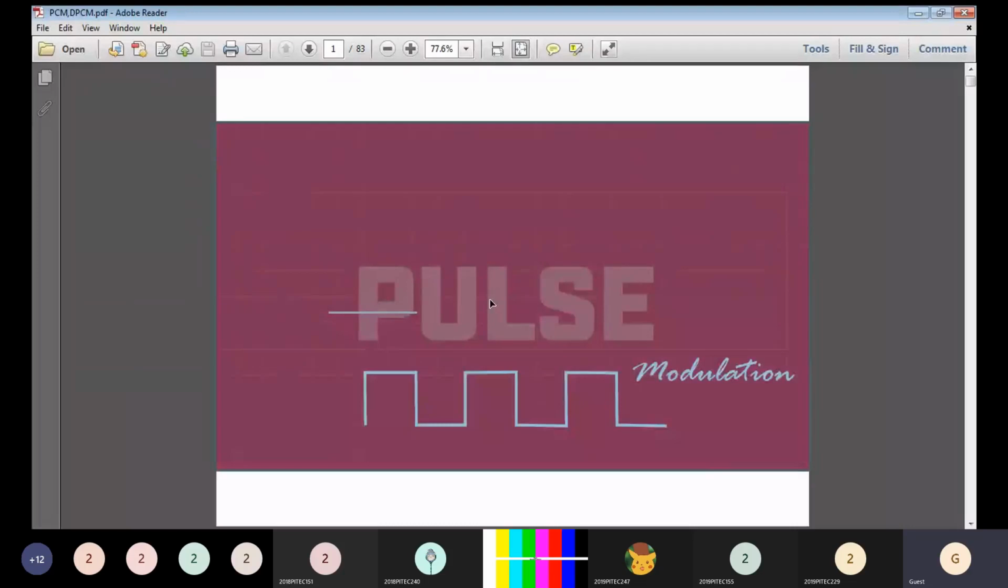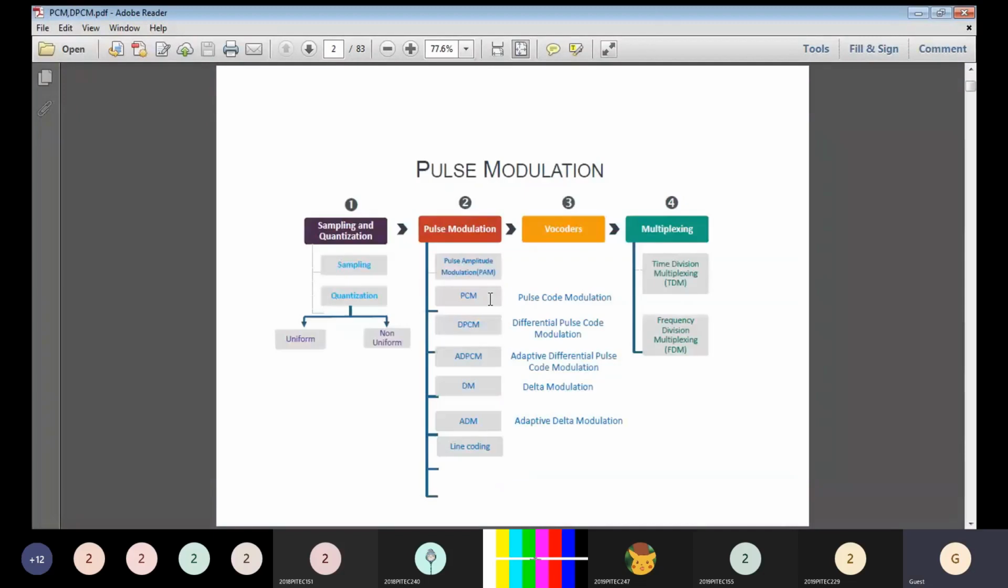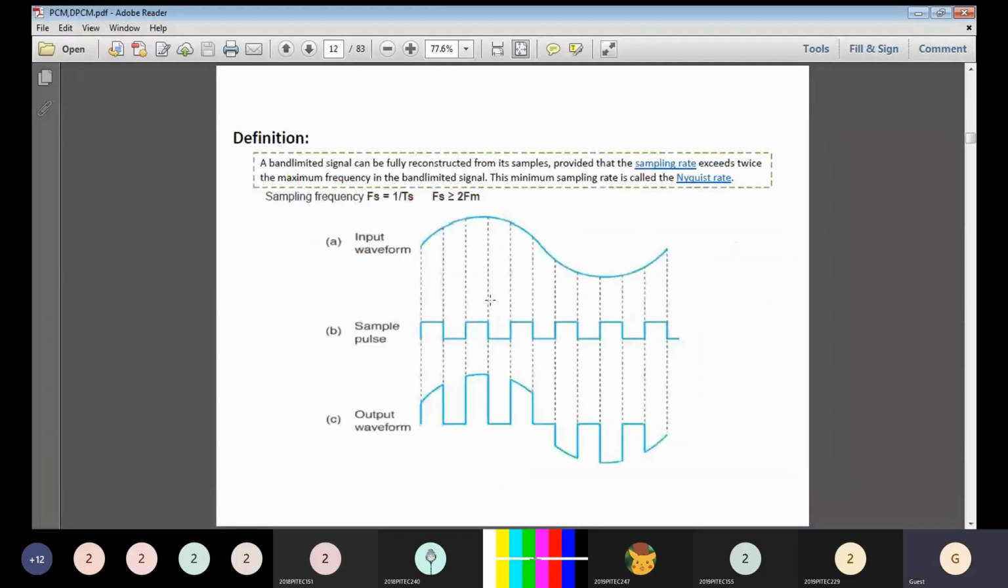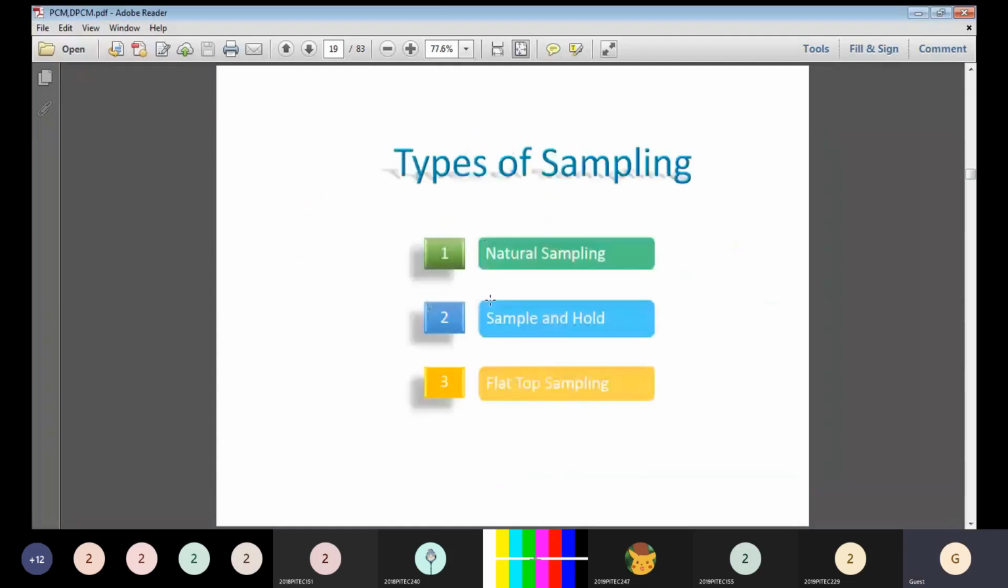Modulation and related problems in this session. Okay, the first thing, we have already seen the intro of pulse modulation and types of pulse modulation. So we are going to see in detail the pulse code modulation, simply said to be PCM.